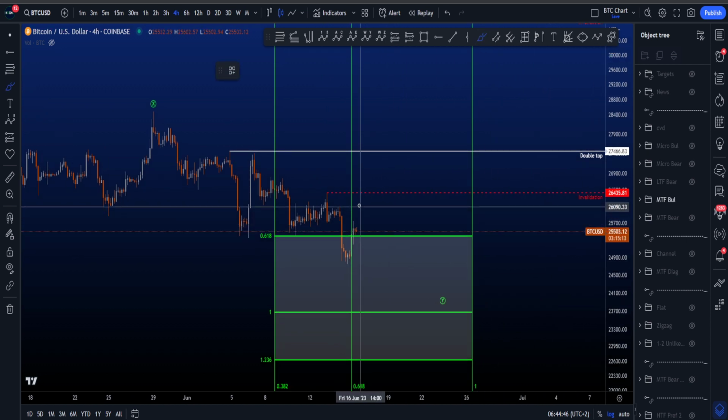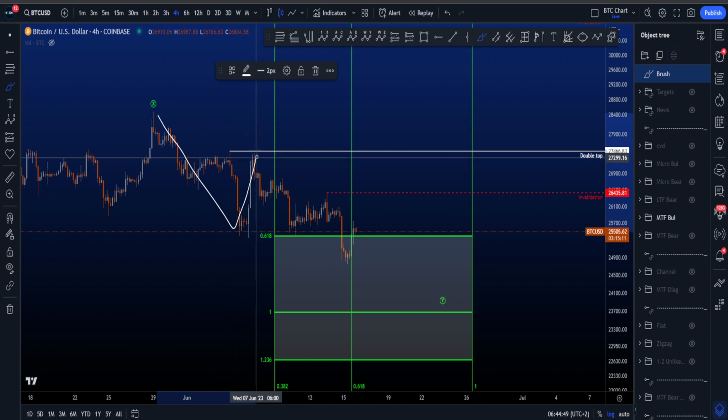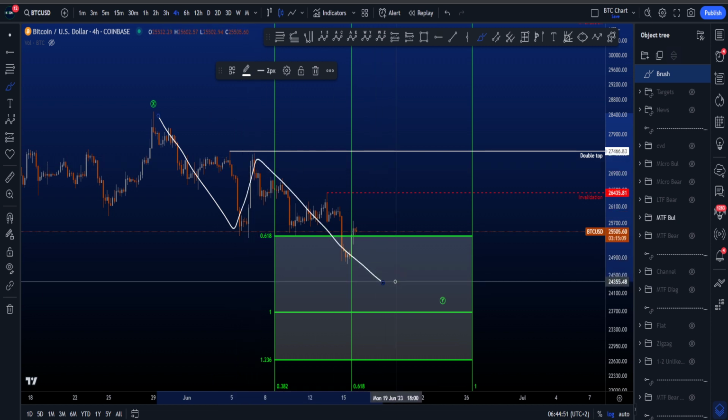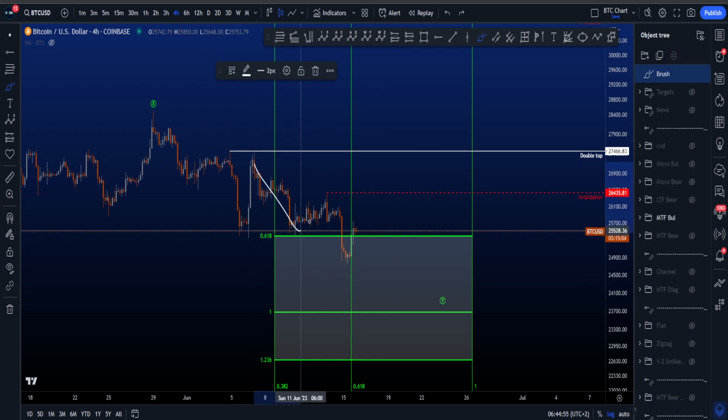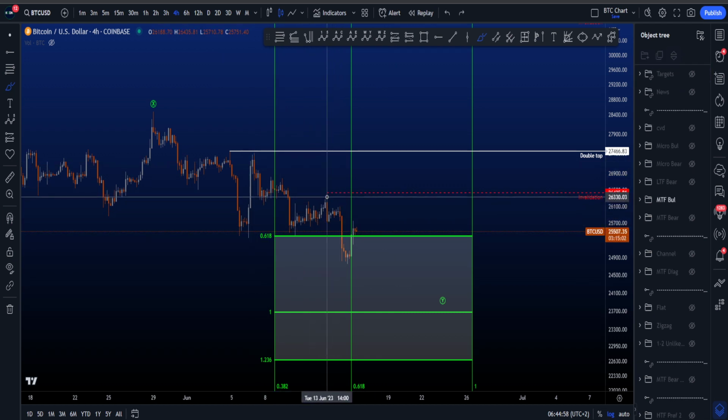But in this particular scenario here, if this is a WX and we're looking for a wave Y to the downside, wave Y has to be a three-wave structure. Now this is then a first structure, so first structure, second structure, and then we have this move.